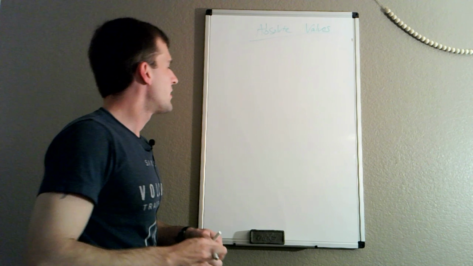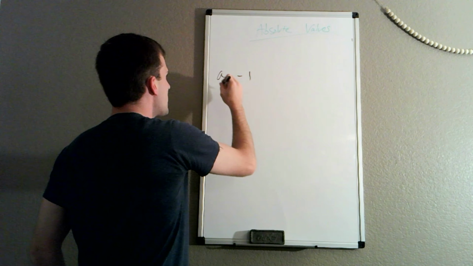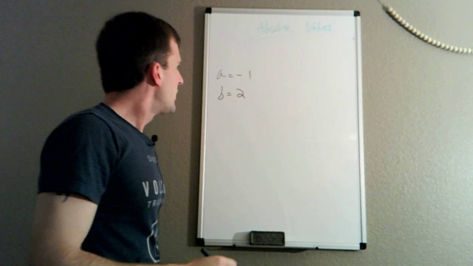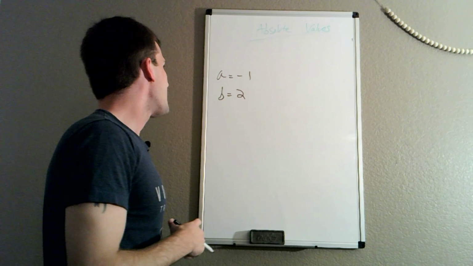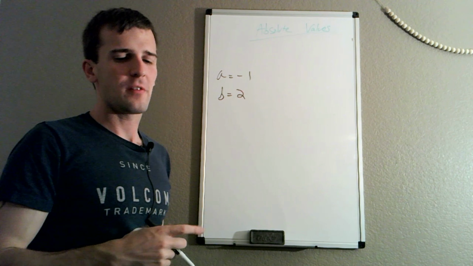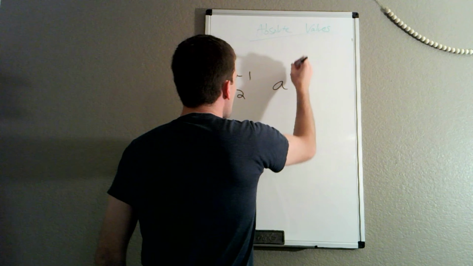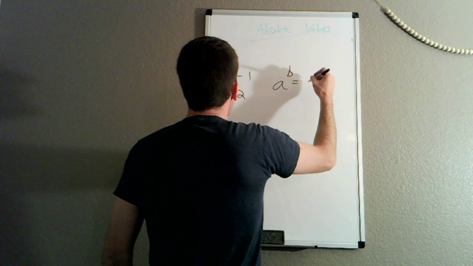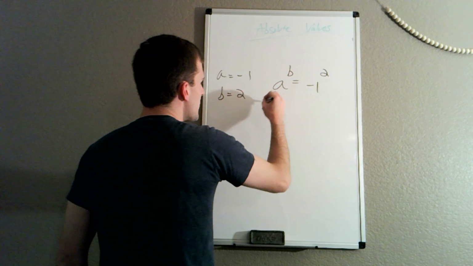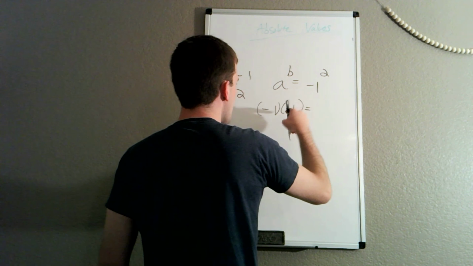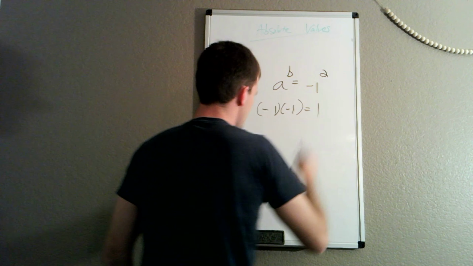All right, so the next rule is going to be with powers. So let's say, we'll keep the same numbers. So a equals negative 1, b equals 2. So let's consider this time a raised to the power of b. So a raised to the power of b is going to equal negative 1 raised to the power of 2. So this normally equals negative 1 times negative 1. The negatives cancel out and you just get 1.